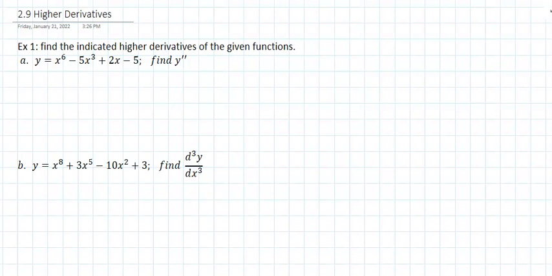Section 2.9 talks about higher derivatives. Really not that much difference than what we did. Instead of taking one derivative, you could take multiple. Example 1, find the indicated higher derivative, in this case y double prime.